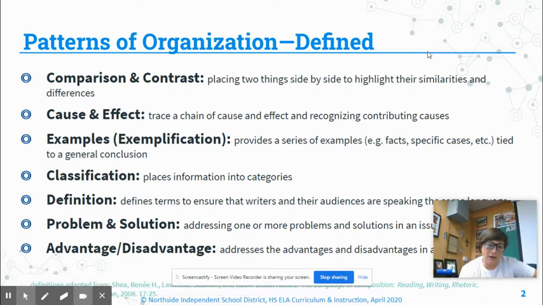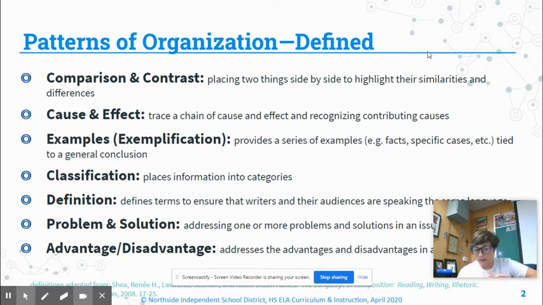You have comparison and contrast. When we're looking at these two, we're placing 2 things side by side, basically to highlight their similarities and their differences. Okay, then the next one we have is cause and effect, and this is where you trace a chain of cause and effect, and you're recognizing contributing causes. My favorite image for this particular pattern of organization is the picture of the dominoes, right? So you have them all standing up vertically. The minute that you push one over, it has a chain reaction, right? So that is a perfect image of cause and effect, okay?